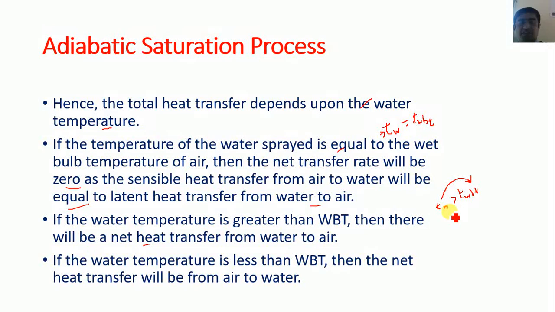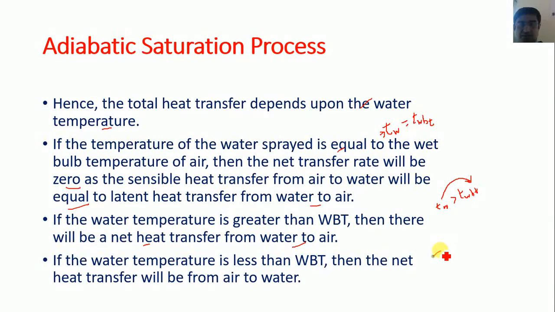So in this case, if the value of water temperature is higher than the wet bulb temperature of air, it means that the heat must flow from water to air. And if the value of water temperature is less than the wet bulb temperature of air, then what happens? Then the net heat transfer will be from air to water.